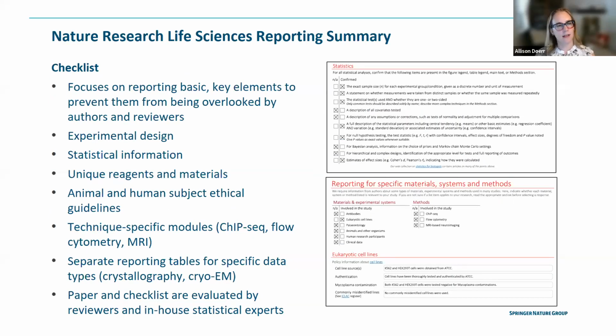For many years now, actually, the Nature Research Life Sciences journals have been requiring authors to fill in a reporting summary. And this is basically a checklist that focuses on key basic elements that are sometimes nonetheless overlooked by both authors and reviewers. Things having to do with experimental design, statistical information, information about unique materials, animal and human subject ethical guidelines. This checklist contains some technique-specific modules, for example, for flow cytometry and MRI data.